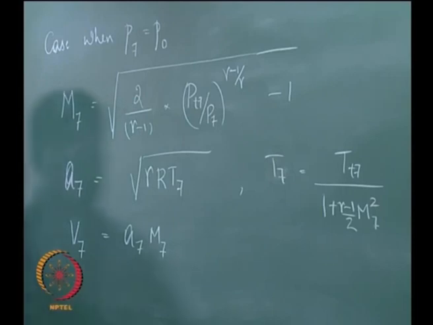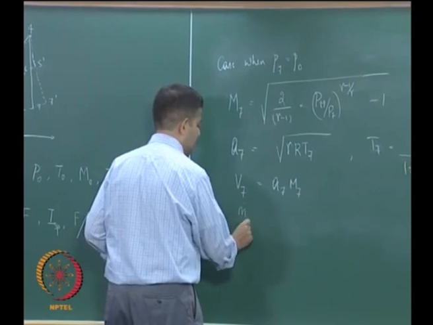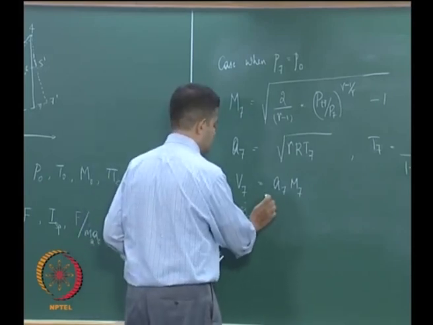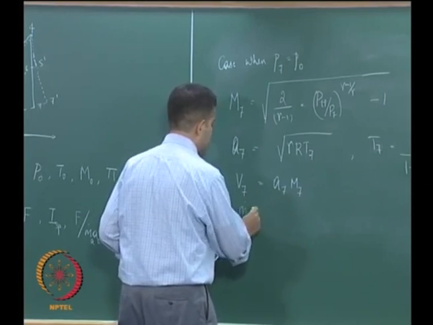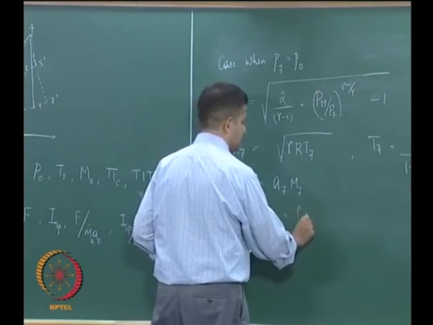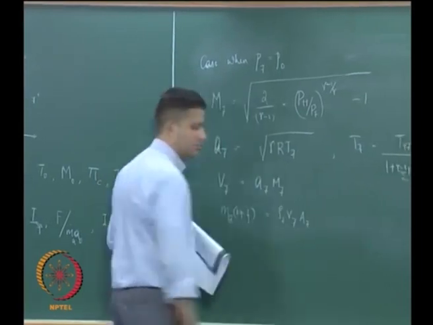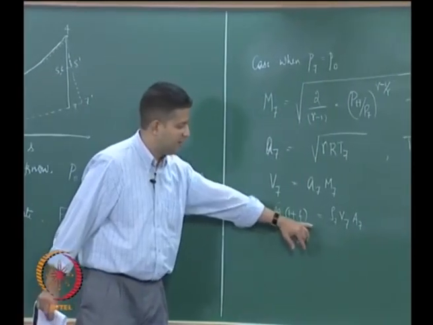I also need to calculate the mass flow rate. So mass flow rate leaving the engine, I can do two cases. One is m dot a into 1 plus f is equal to rho 7, right. If I do not want to neglect f, I can write this expression.